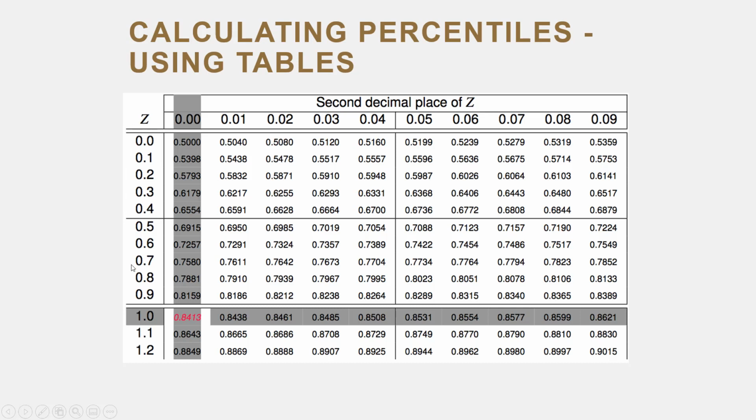Once you have a z-score, like in the previous example, let's say we have a z-score of 1.00, then in these columns we identify first the integer and the first decimal, and then the columns have the second decimal. So if we sum up my row value and my column value, it is 1.00. The intersection of those gives me the percentage of probability that is contained up to that point. So that is how these tables are read.